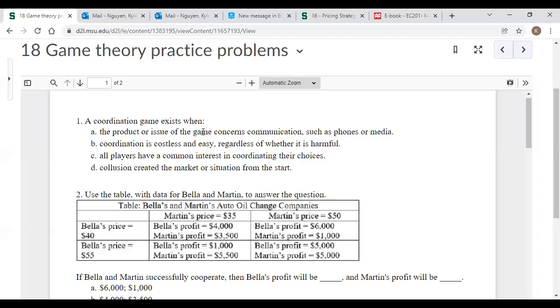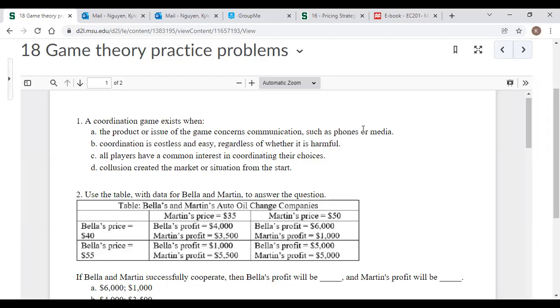A, the product or issue of the game concerns communication such as phones or media. This is the throwaway answer. If you looked at the professor's lecture, the coordination game example he gave was based off investment or whatever. Obviously that has nothing to do with phones or media. And A is basically just a throwaway answer.